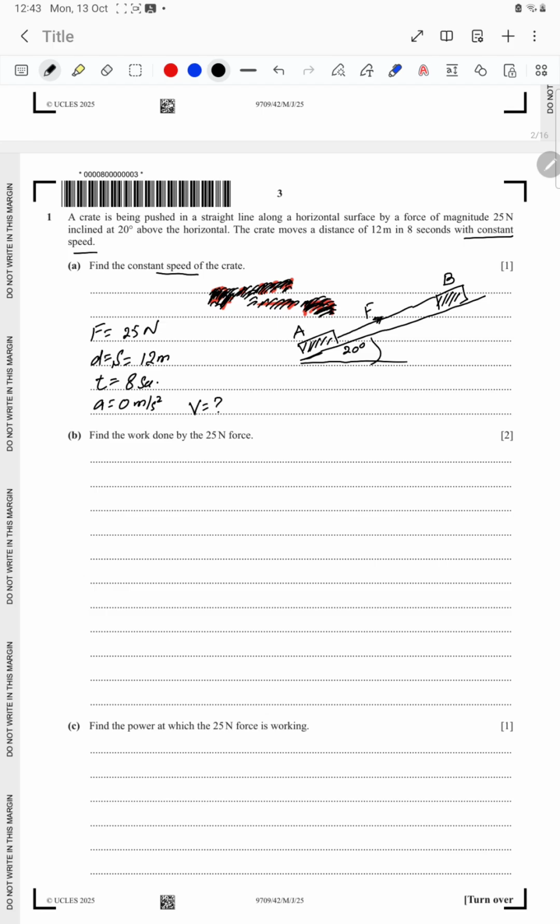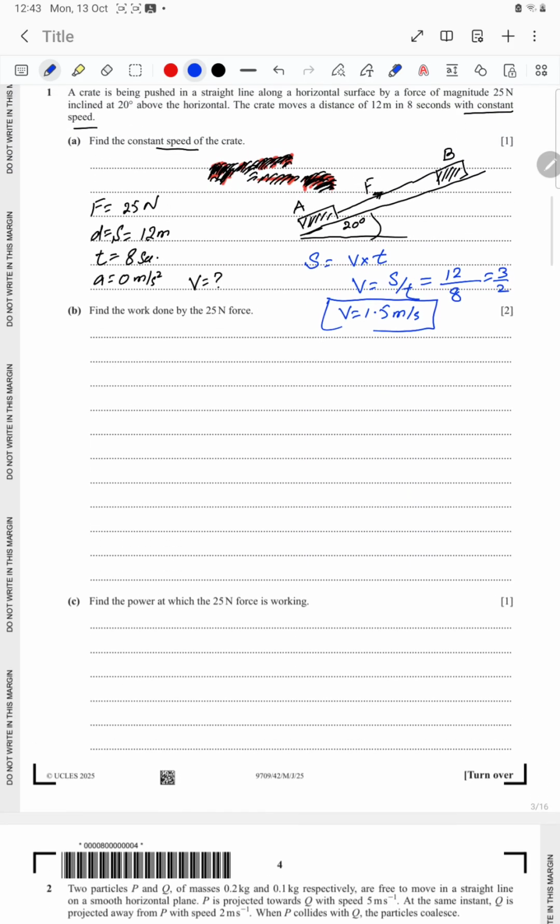As we know, the crate is moving with a constant speed from point A to B, so we can use the relation S or D is equal to V times T. So V is equal to S by T. S is given to be 12 and T is 8. We can calculate this on the calculator, and the final answer is 3 by 2, or V is equal to 1.5 meter per second. This is part A of question 1.